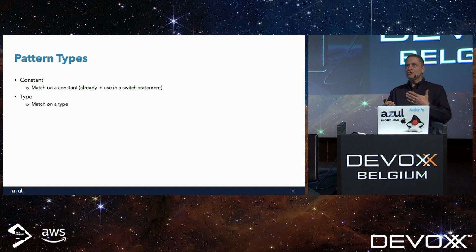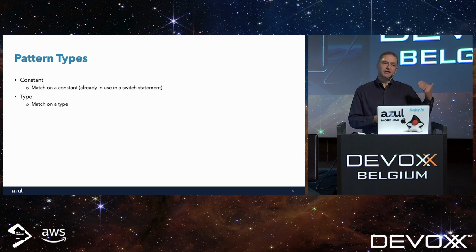We then have more interesting types of patterns, and the next one is obviously a type pattern, where what we're referring to is a type in terms of the Java language, i.e.